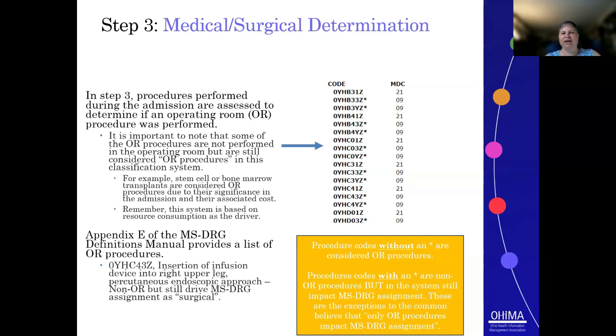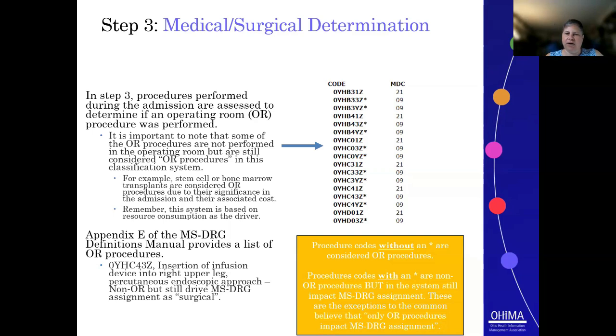surgical. Okay. So when we look at the excerpt of Appendix E, procedure codes without an asterisk are considered an OR procedure. So if we look at the first one on this list, 0YHB31Z, that's a surgical procedure, doesn't have an asterisk.